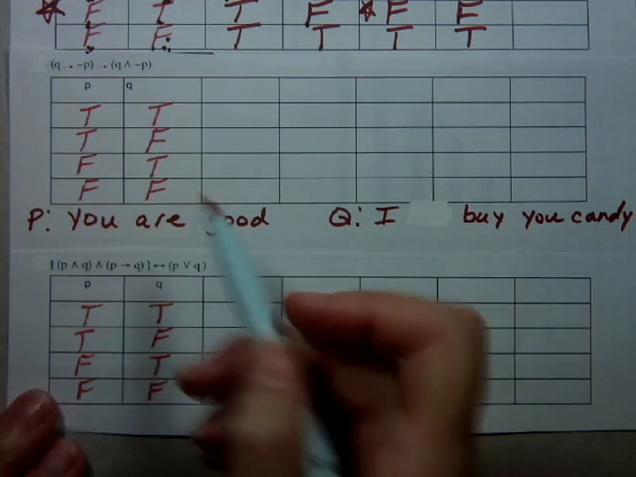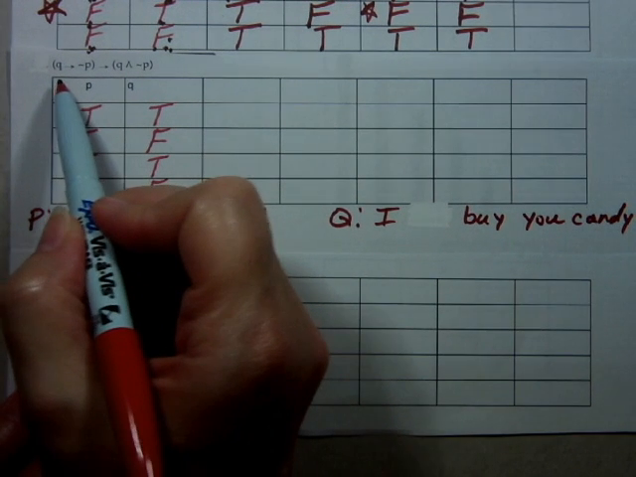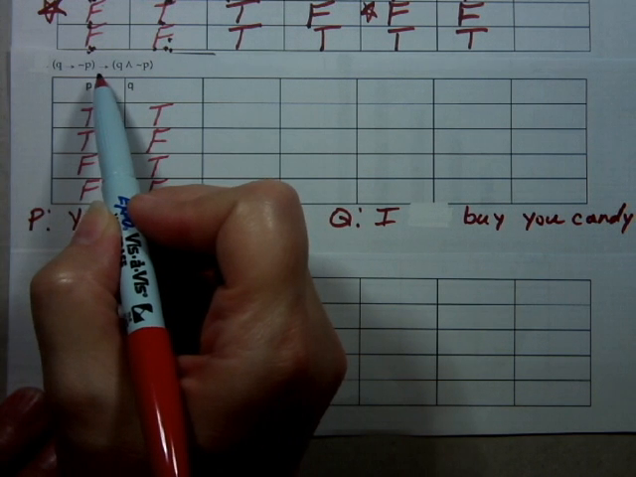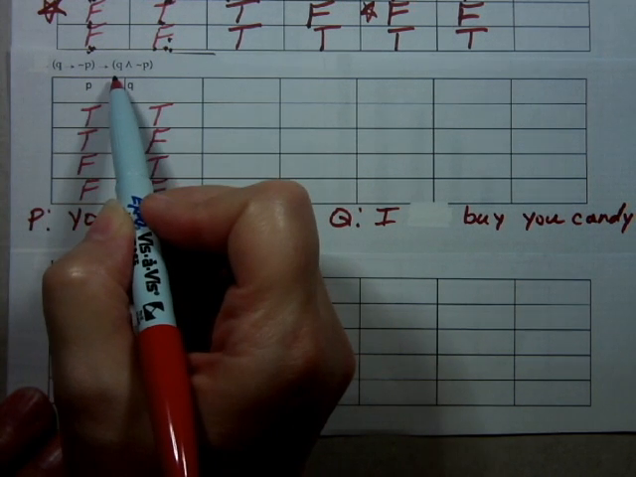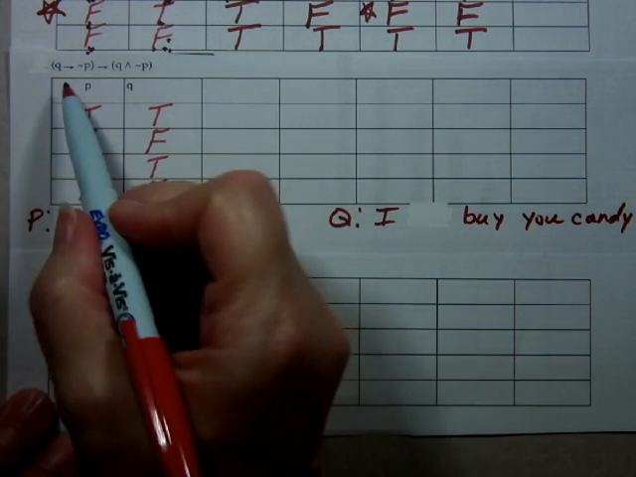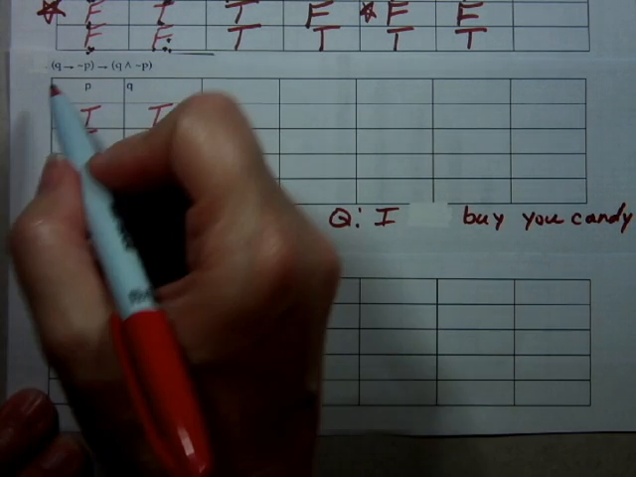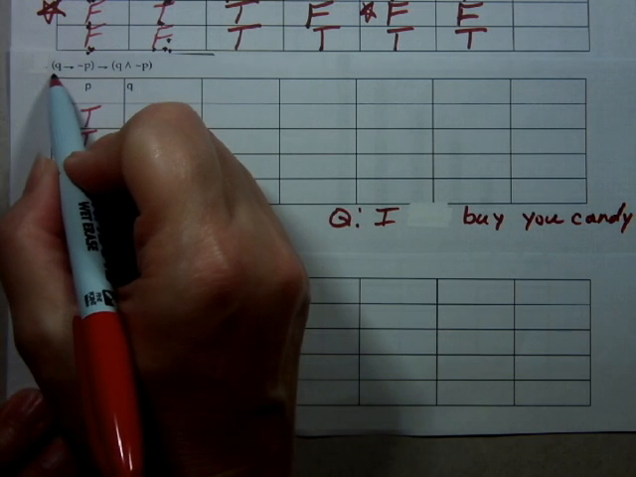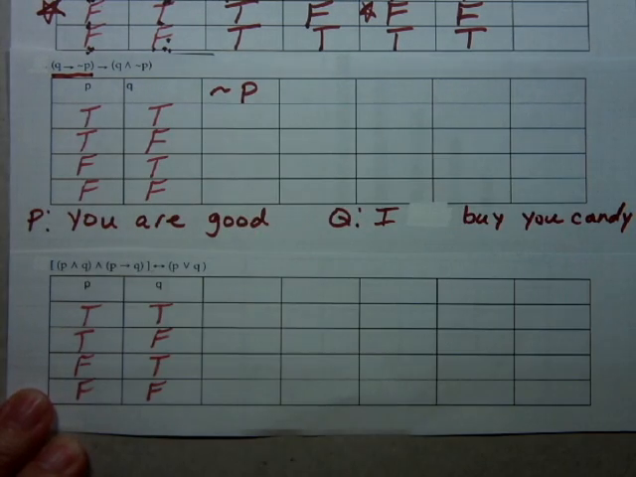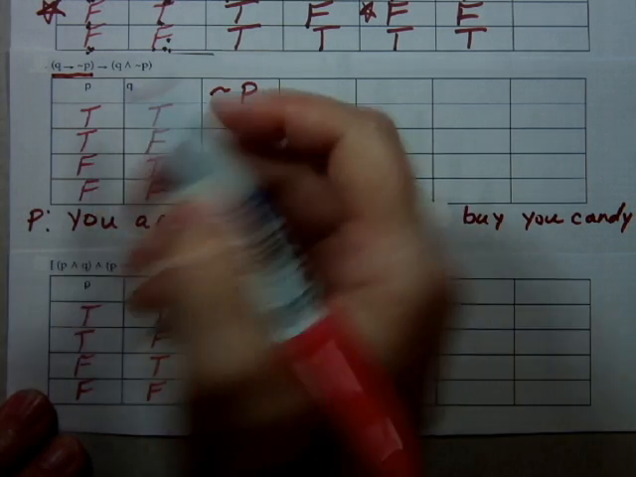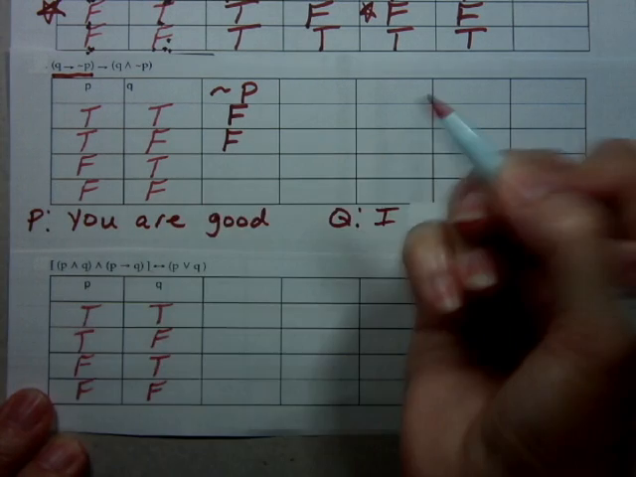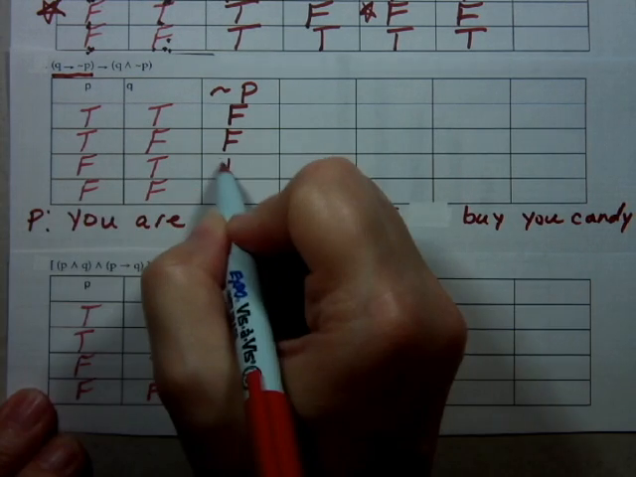So the first thing I'm going to do is find if Q then not P implies Q and not P. Well, I'm going to find the first piece. To find the first piece, the first thing I need is not P. So let me find not P. If P is true, not P is false. If P is false, not P is true.